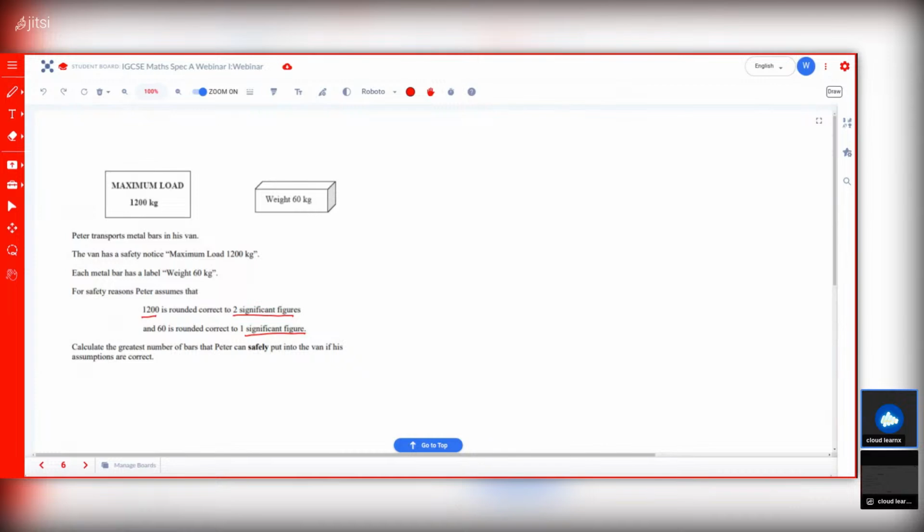Again, seems pretty straightforward. If you really ignore this part over here, it's like, okay, maximum load 1,200. Each bar is 60 kilograms. Let me just see how many of these can I fit, right? So 1,200, that's how much it can carry. Each one is 60. So you should technically be able to carry 20 bars safely. Seems too easy, really. But again, the giveaway being these values are assumed to be rounded, not exact values.